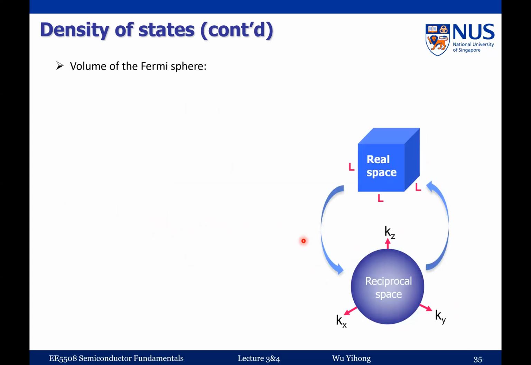Now, you can see that this is the concept we just talked about. In real space, your material can have all sorts of different shapes. For example, you have this kind of cube, but in reciprocal space, you only have a spherical Fermi surface. So all the electrons will occupy the states below the Fermi surface at zero temperature. Okay, and above this Fermi surface, they are all empty states.